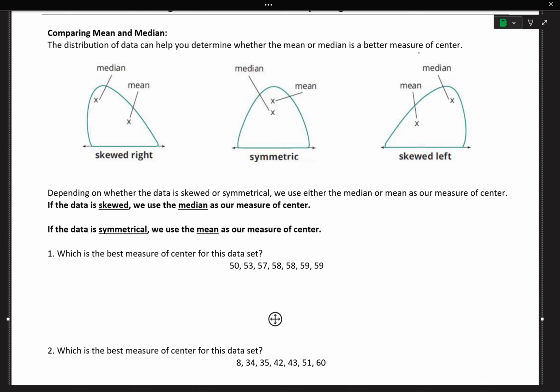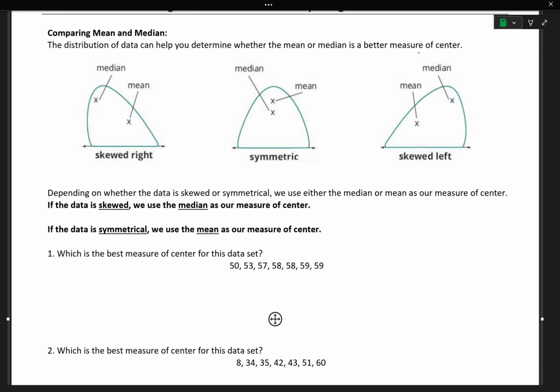Right and left have to do with the position of the mean on a number line when compared to the median. Depending on whether the data is skewed or symmetric, we use either the median or the mean as our measure of center. If the data is skewed, we use the median as our measure of center. If the data is symmetrical, we use the mean as our measure of center.